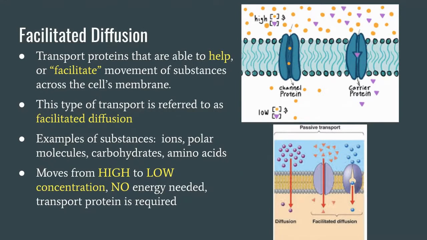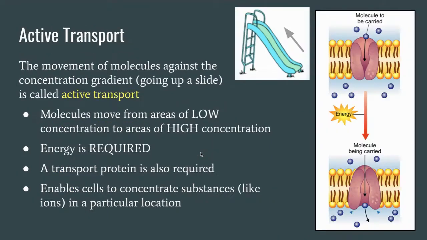Facilitated diffusion. Here's where we'd have different proteins that are going to help or facilitate the movement of substances across the cell's membrane. Things like ions, polar molecules, carbohydrates, larger molecules will move from high to low concentration, where no extra energy is needed. But a transport protein is required for some of these larger things to move across the membrane.